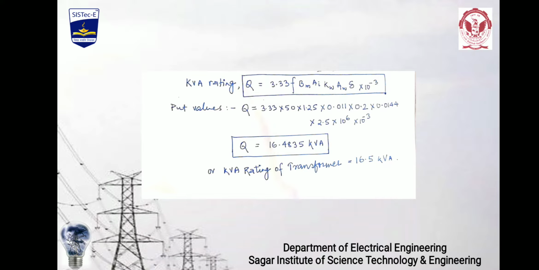On simplifying, it is coming to be Q is equal to 16.4835 kVA, or kVA rating of transformer is equal to 16.5 kVA on approximating the value. This is the result. Now this is the end of this problem.